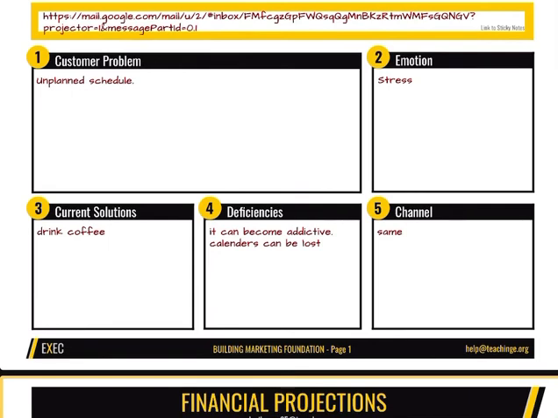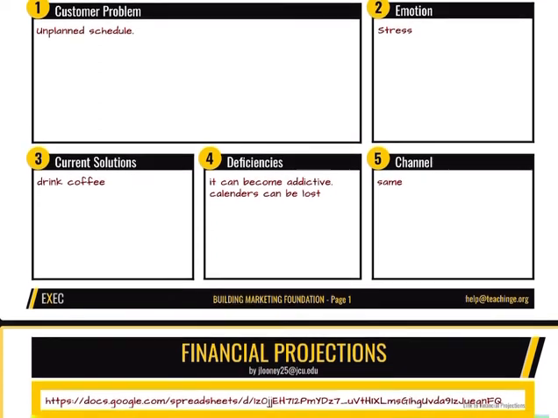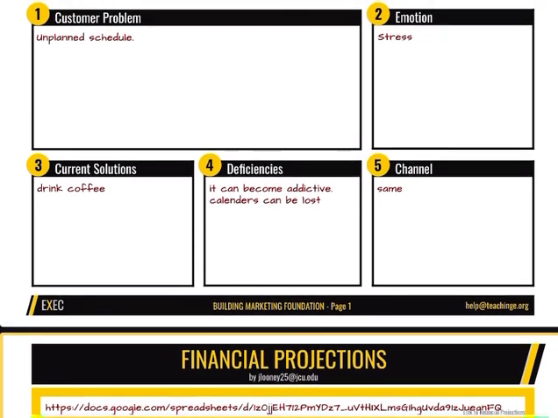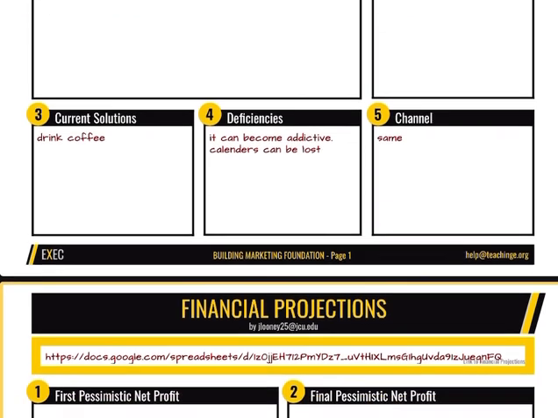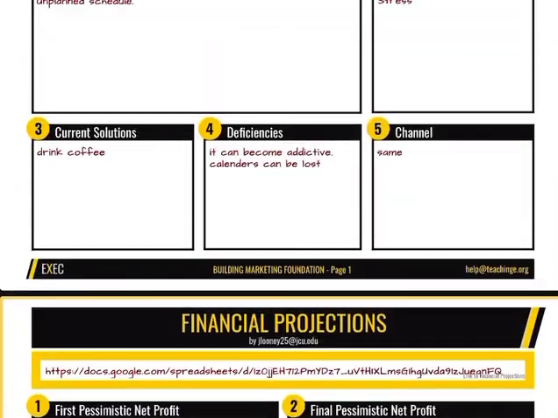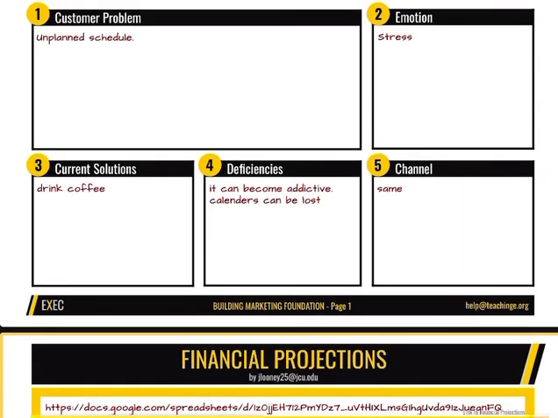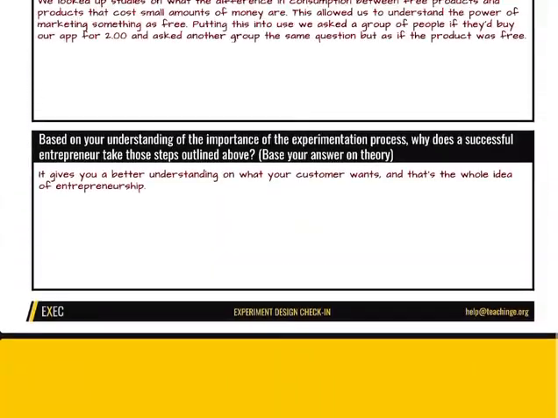Here's our link. Our customer problem was an unplanned schedule. The emotion is stressed. Drinks, coffee. There are many things that people do, but the deficiencies are that it can become addictive, and people can become lost. The channel is the same as earlier, which is social media. And our first pessimistic net profit would be 500, and final pessimistic would be 3,280, which was kind of a shock.